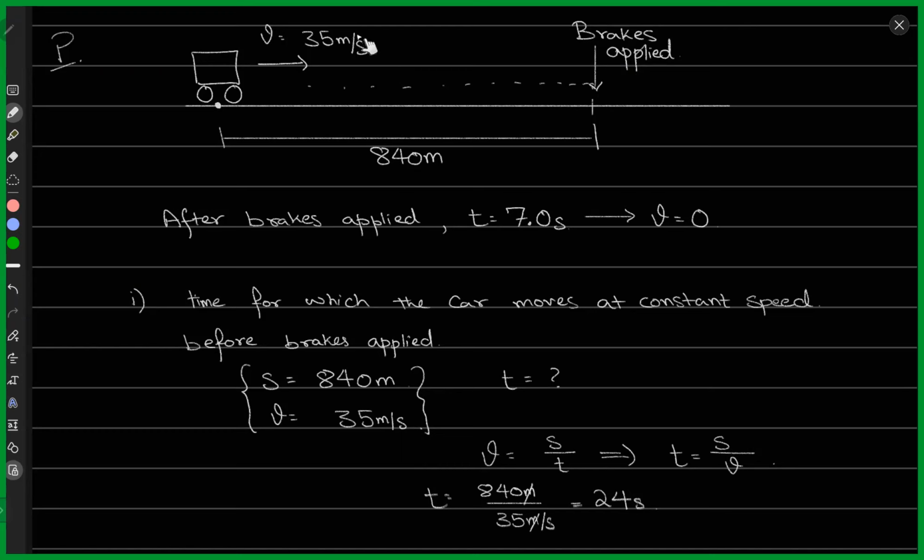So that's the reason when I used this velocity and this distance, I got a value for time, which is from this position of the car up until this point when the brakes were applied. And that was the question. We were supposed to find the time for which the car was moving at a constant speed. So just before the brakes were applied, the car had a constant speed as well. So is that clear?